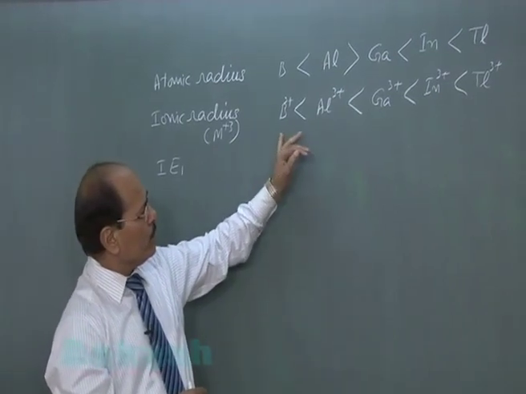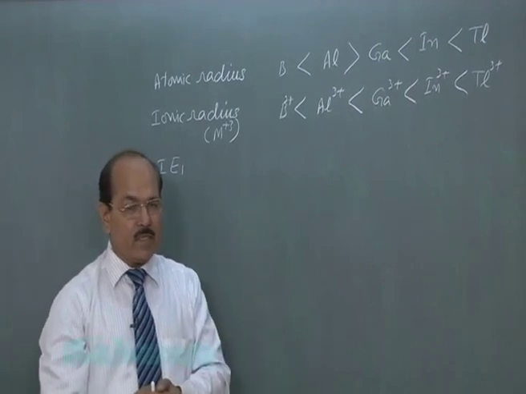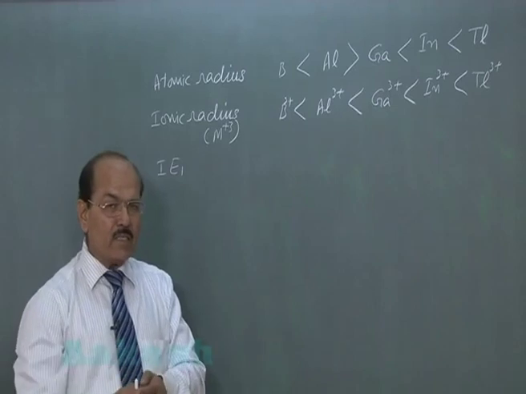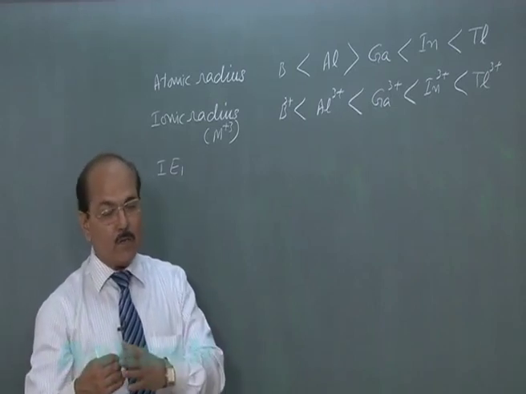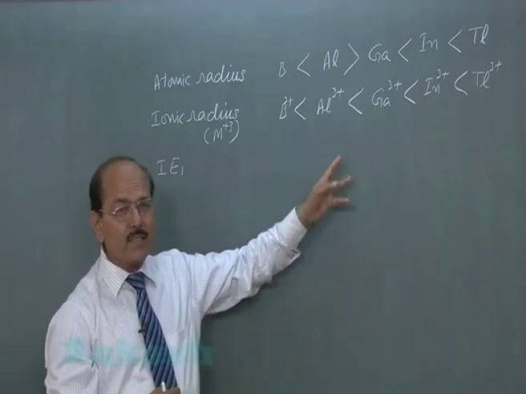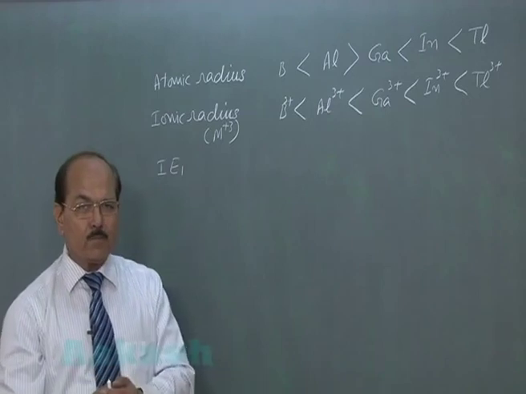Now from boron to aluminium, there is a considerable increase in the atomic radius. So because of the considerable increase in the atomic radius, the force of attraction of the nucleus on the outermost electron is less. There is a considerable decrease in the ionization energy as we move from boron to aluminium.